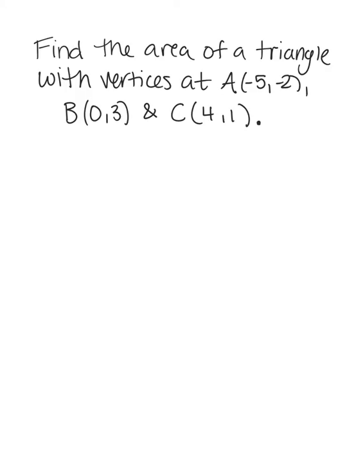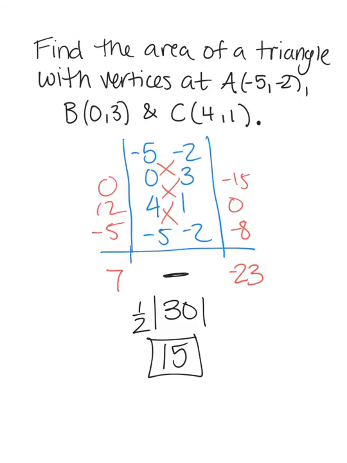Why don't you try the shoelace method on this problem? Pause the video, and when you're ready, play it again to check your work. I got 15 as the area of my triangle. I stacked my vertices, repeating whichever one was written first, multiplied on the diagonal to come up with these 2 columns. Each column I added together, subtracted those sums, and took half the absolute value.